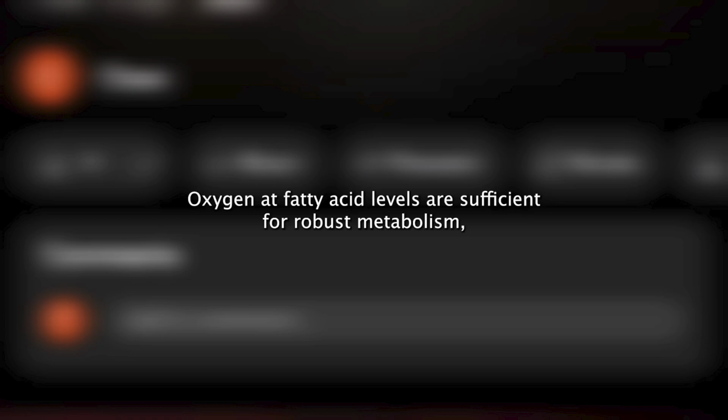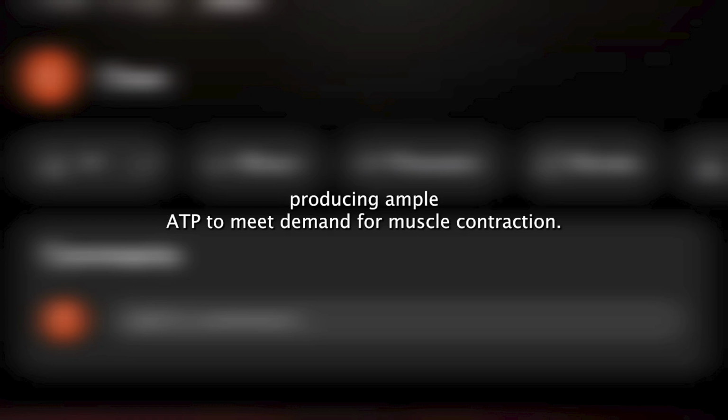The pyruvate enters the mitochondria, where it undergoes aerobic metabolism, generating ATP. Oxygen and fatty acid levels are sufficient for aerobic metabolism, producing ample ATP to meet demand for muscle contraction. This is what occurs as you jog on the treadmill for 45 minutes.